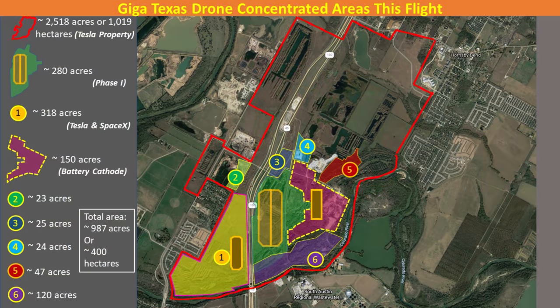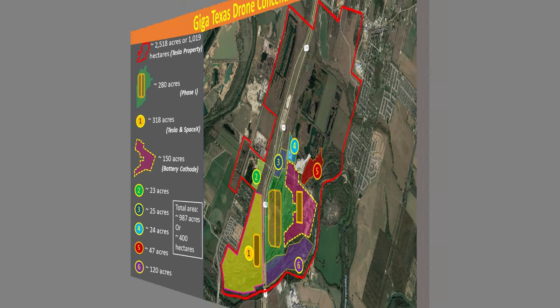This map shows the entire Giga Texas property shown in red outline and all the construction areas, including the original phase one and main foundation area shown in green, six areas of additional construction, and the magenta area where the battery cathode plant is being constructed.